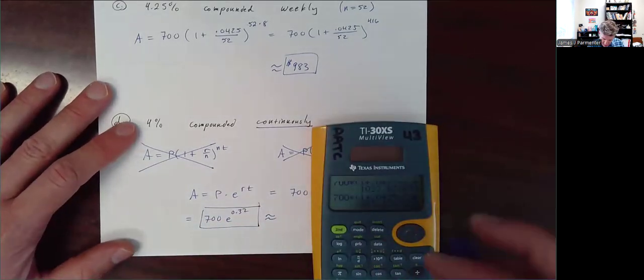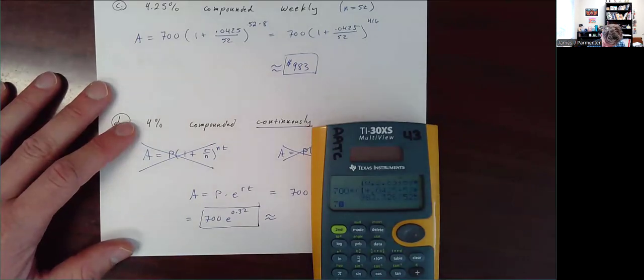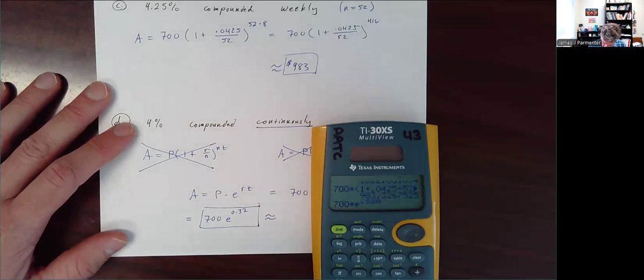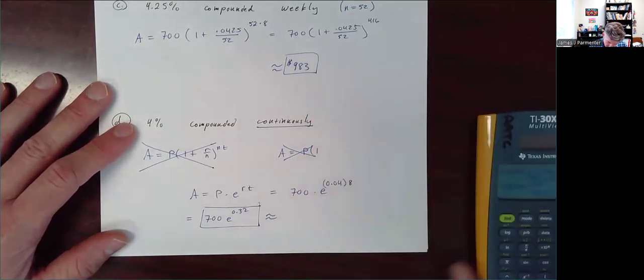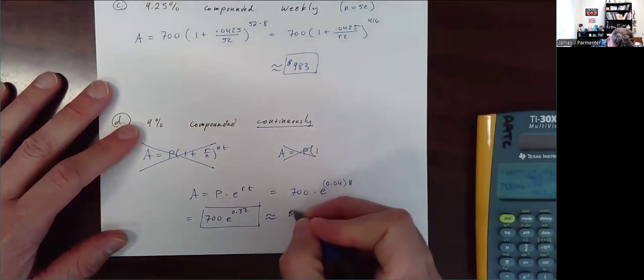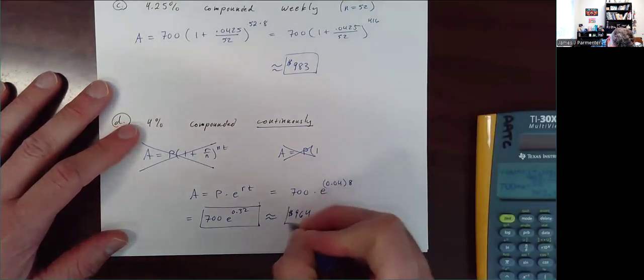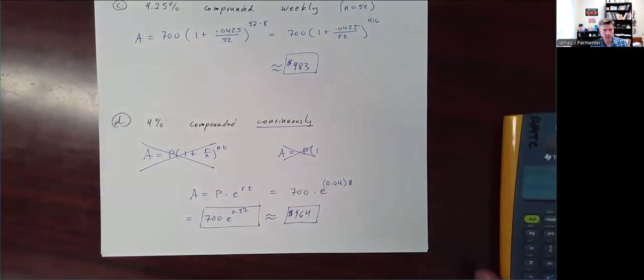Decimal approximation is going to be, well, let's see here. Now, I don't want to use these previous formulas, so I'm just going to type in 700 times second e to the x, and then in the blank spot there, I'm going to put 0.32. You get about $963.98. I'm going to round that up to 964. Cool.